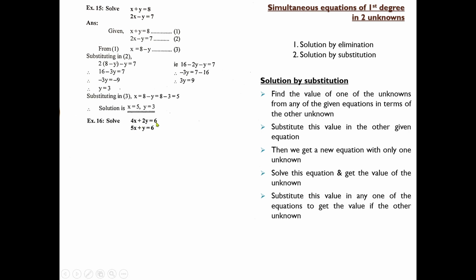4x plus 2y equal to 6, 5x plus y equal to 6. Find the value of x and y. I believe you all know how to solve this kind of linear equations, or finding the value of x and y. But if the question specifies a method, kindly follow the method specified in the question. Anyway, how are you going to solve this one?